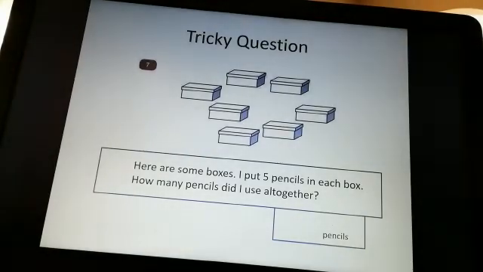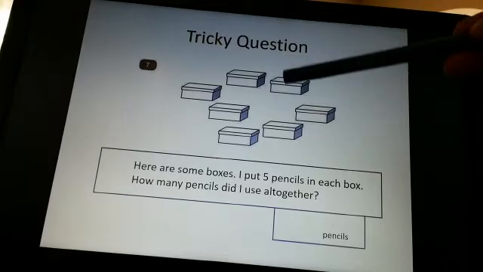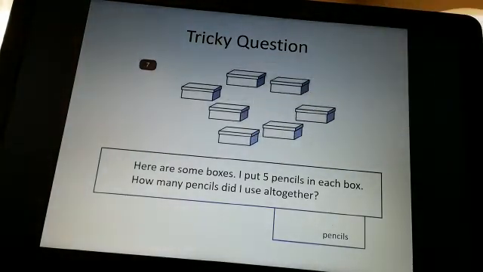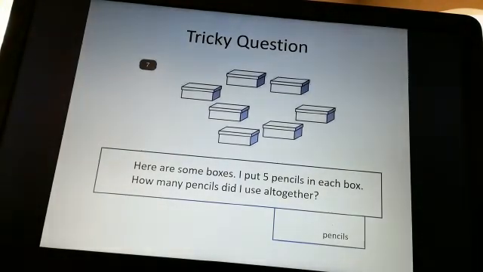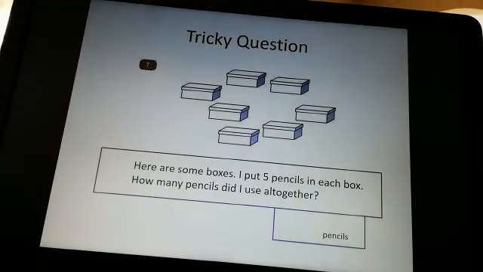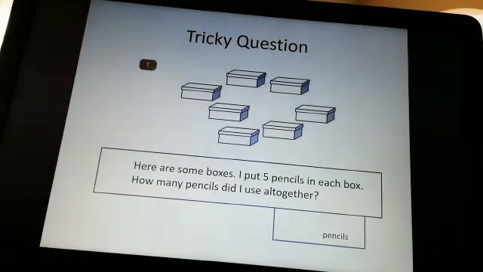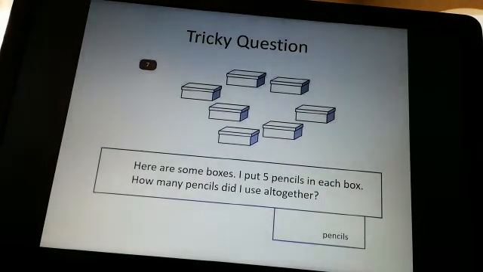Here's another question. Here are some boxes. We've got 1, 2, 3, 4, 5, 6, 7 boxes. Now if I put 5 pencils in each box, how many pencils did I use all together? So I've got 7 boxes and I want to put 5 pencils in each box. So how many pencils did I use all together?